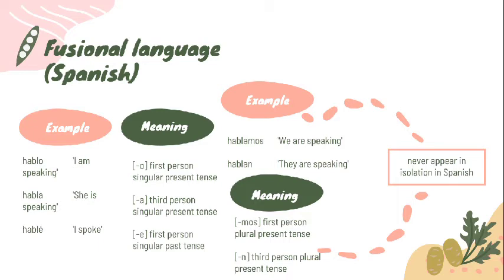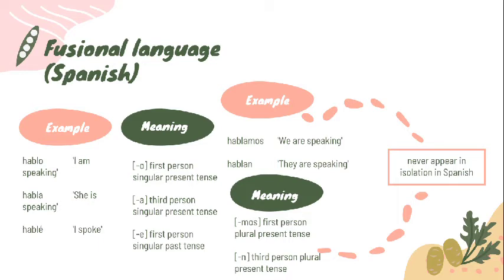I'll give you some examples for this language: hablo means I'm speaking, habla means she is speaking, hablé means I spoke. The suffix o means first person singular present tense. The suffix a means third person singular present tense. And the suffix e means first person singular past tense.